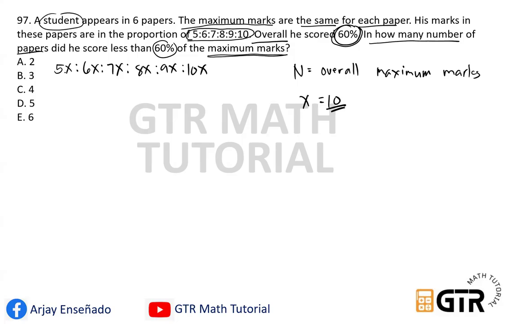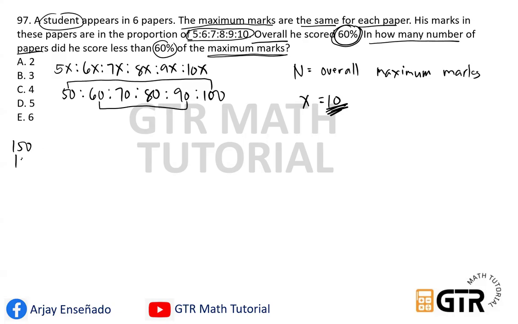When x is 10, we have 5 times 10, so this will be 50. 6 times 10 is 60. 7 times 10, so we have 70, 80, 90, and 100. Again, you can choose any value of x. Now let's find the total of this. 50 plus 100 is 150. There is a pattern for this. 60 plus 90 is another 150. 70 plus 80 is 150. Therefore, the total score of the student in 6 papers is equal to 450.